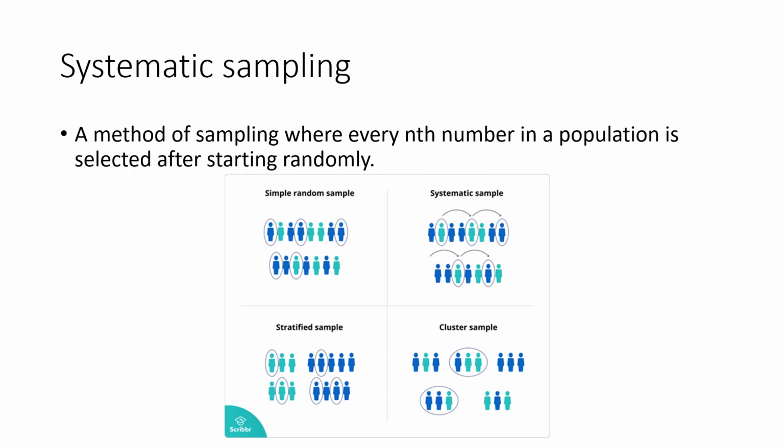sample. Systematic sampling is another type of random sampling where every nth number in a population is selected after starting randomly. What that means is that, again, if you have a class of 20 and you number them from 1 to 20, you randomly start at a number. Let's say you start at 3, and you will take that number and every fourth number along with that, and you'll put that in your sample. So you take the third number, you take the 7th, the 11th, 15th, and 19th, and that would be your sample.